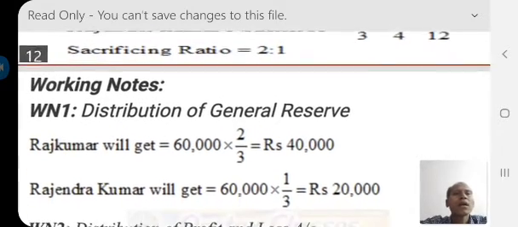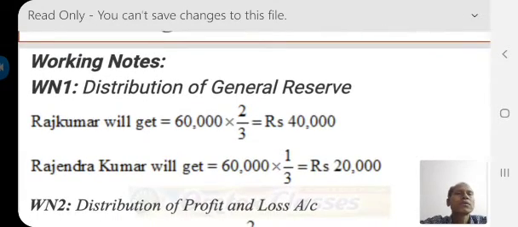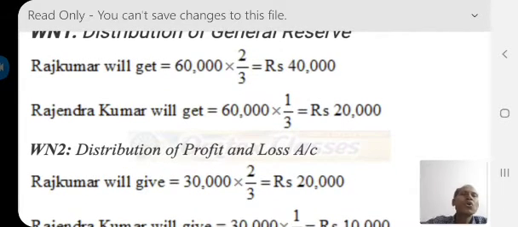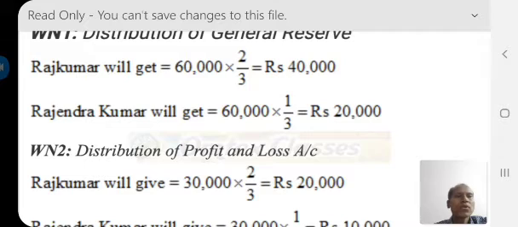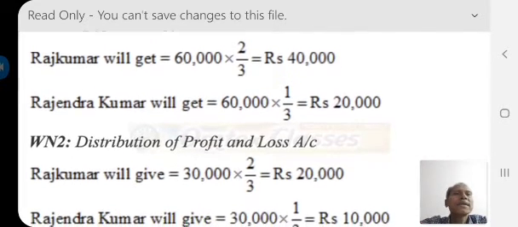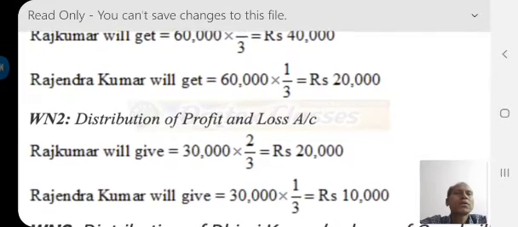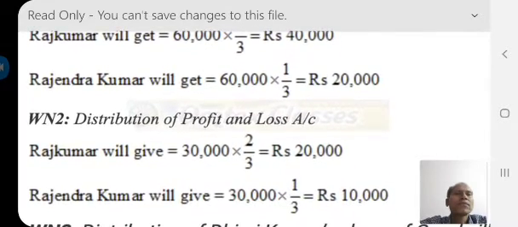Yes. Now, distribution of general reserve. It's very easy. 60,000 into 2/3. This is the old ratio. As per the old ratio, it should be distributed. See the Rajendra Kumar ratio, amount regarding the general reserve: 60,000 into 1/3 is equal to 20,000.